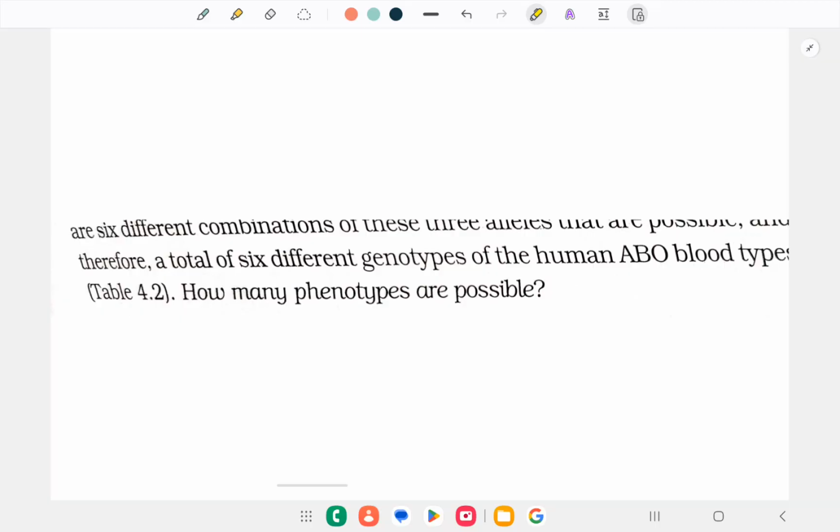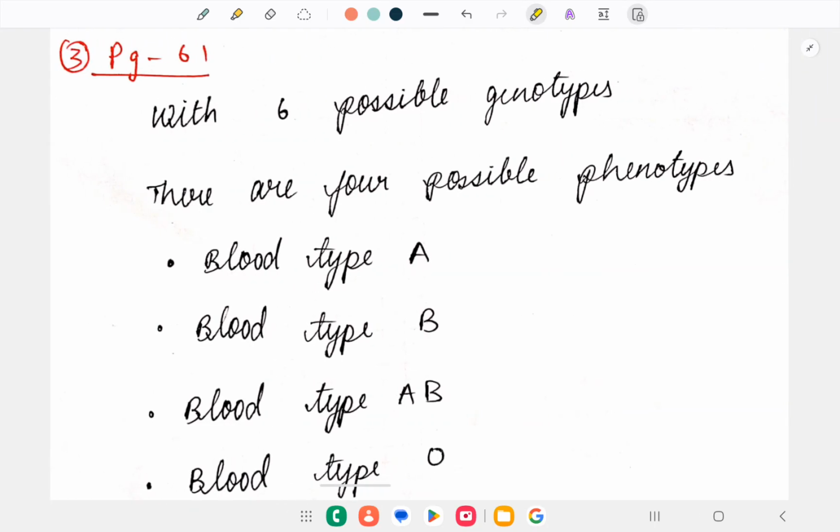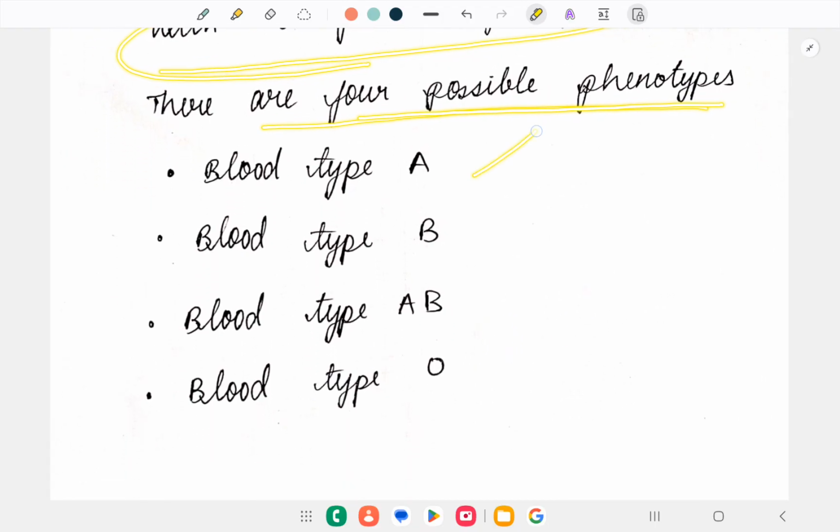Moving to the next question on page number 61, that is, there are a total of 6 different genotypes of the human ABO blood type. So how many phenotypes are possible? Here it is stated that there are 6 possible genotypes. So there are 4 possible phenotypes, that is blood group A, B, AB and O.